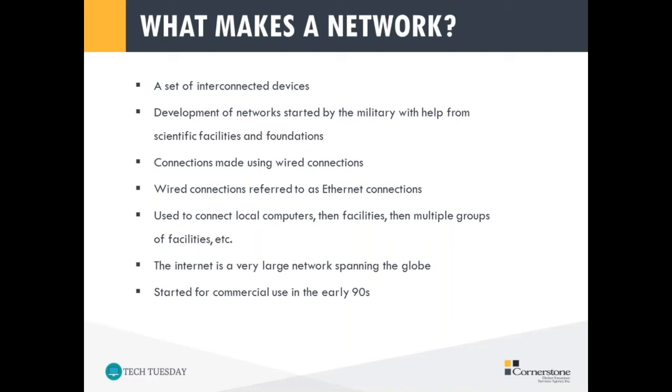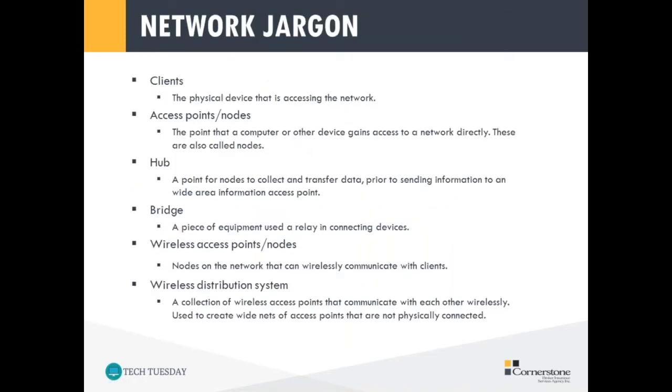Then from there, those computers get connected to different facilities and other groups of facilities, and so on and so forth. That sort of goes into how the internet works today as well. So it's basically the same thing. It's just a bunch of computers that are talking to each other through networks. The internet is a very large network, however. It spans the globe. And it actually opened up to people for commercial use, like I said before, in the early 90s.